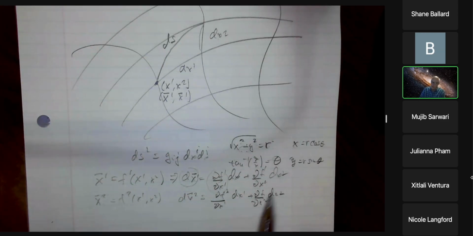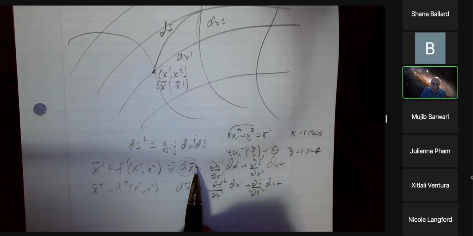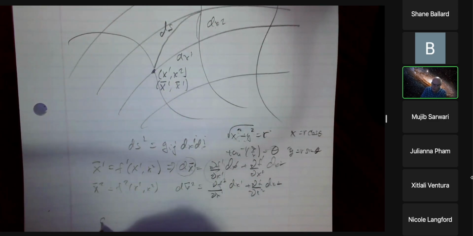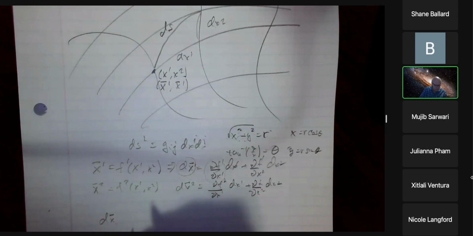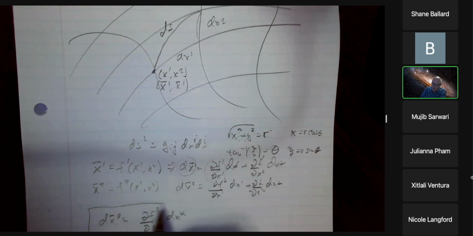Just to show you how Einstein would work on this, remember that I could use subscripts and superscripts for this, so I could write this in compact notation. I could write dx bar beta equals the partial of x bar beta with respect to x alpha, dx alpha. This is the kind of way it would be.